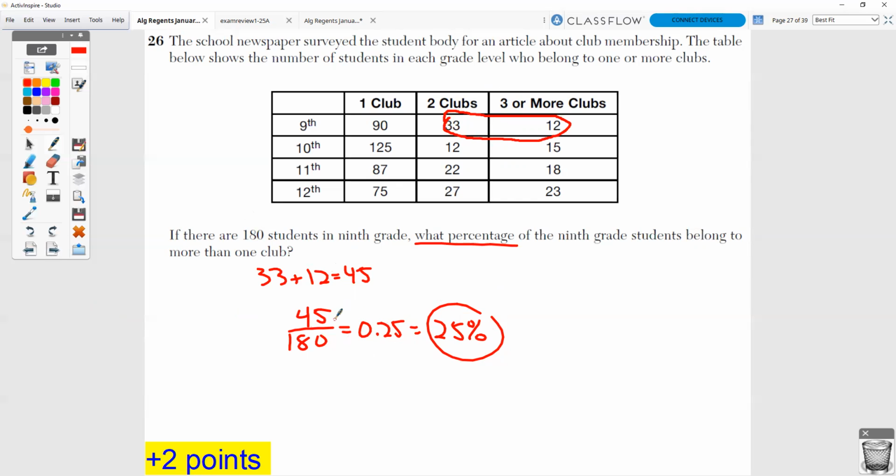How would we really score this? If you just have one mistake somewhere, I would say 1 out of 2. If you have more than one mistake, it would be 0 out of 2. Definitely had to write 25% though, not just leave it as 0.25.